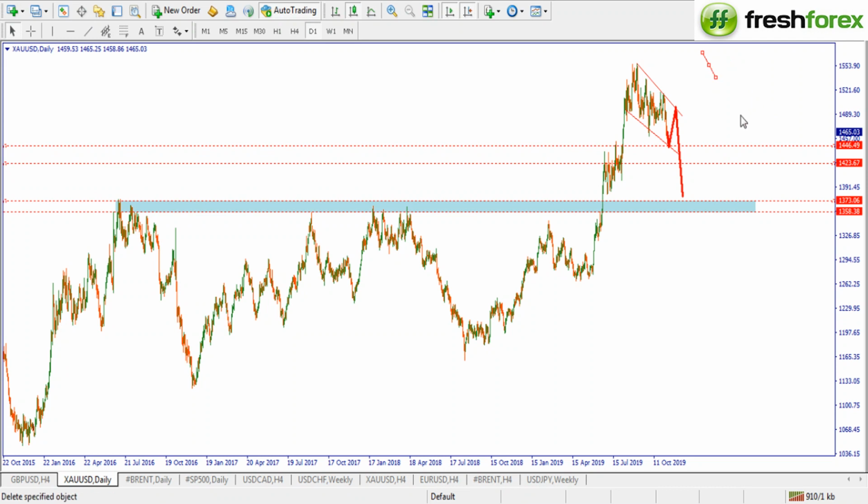So if you are looking at this chart now, expect that move, the one which I've said, to the lower side, and expect it to move ultimately up to 1373.06 and 1358.38.